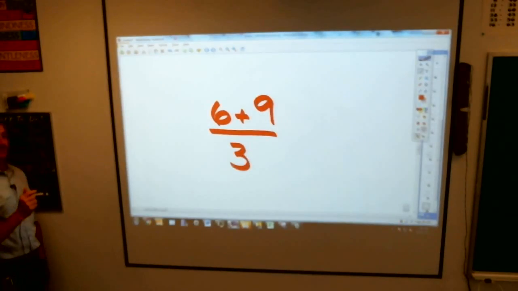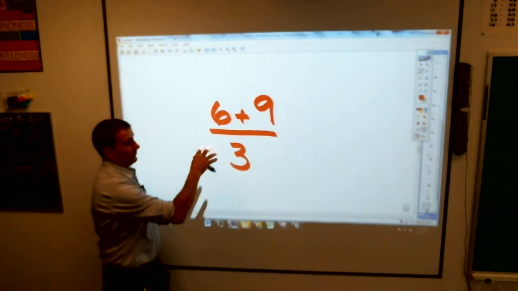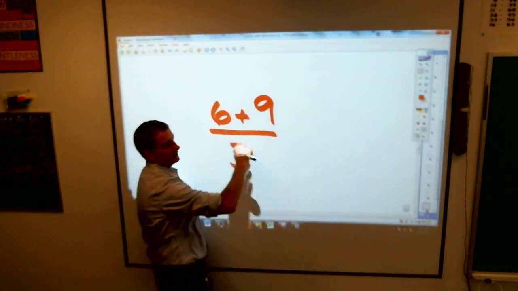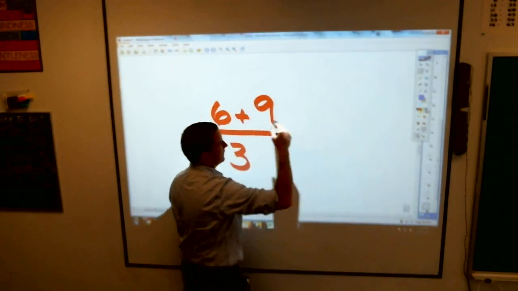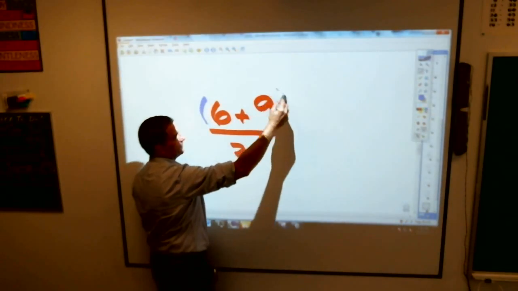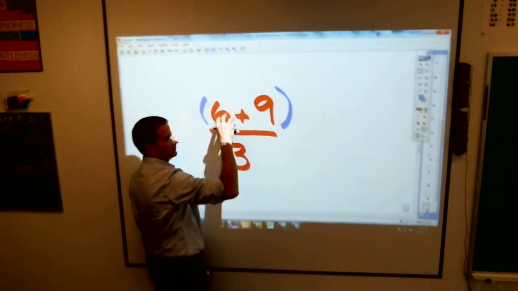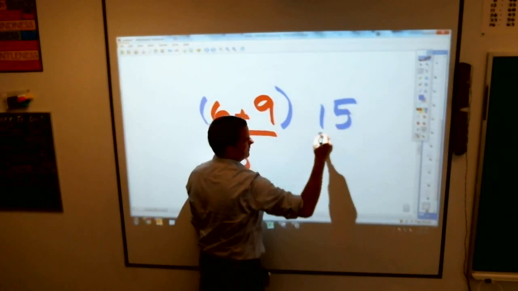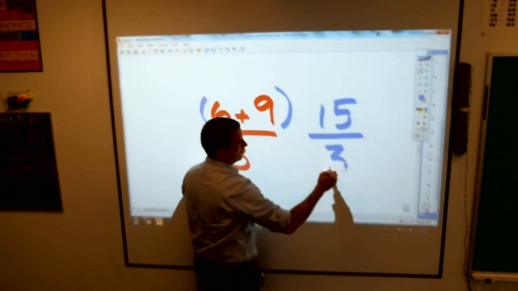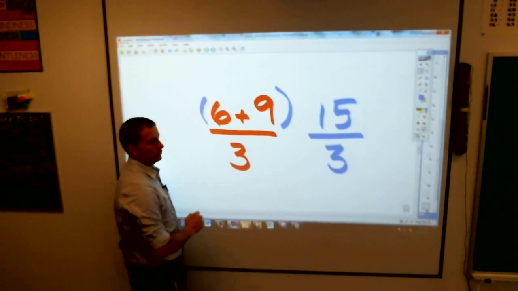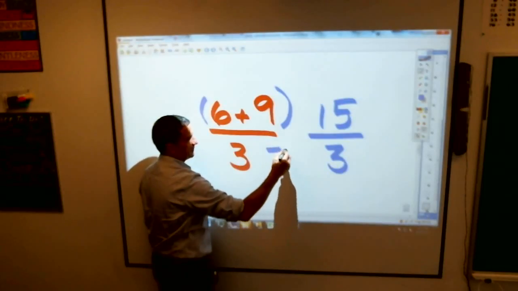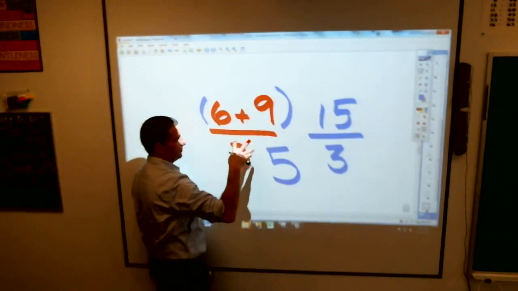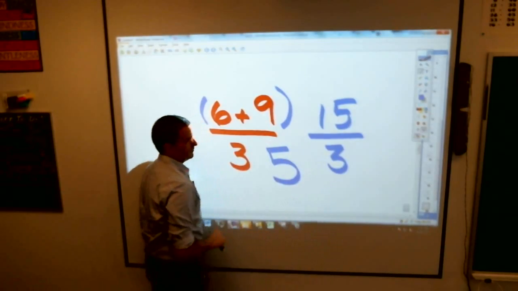When you run across a problem like this, a fraction line is the same as a parenthesis or grouping symbol. If you see that, you have to think about it like this. You have to do this first, because that gets grouped together. 6 plus 9 is 15. And then 15 divided by 3 is 5. You don't go 3 to the 6 or 3 to the 9. You put those together first, and then you divide.